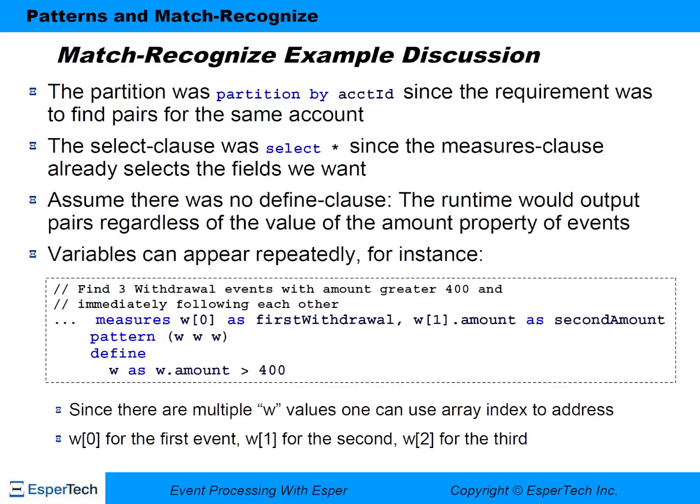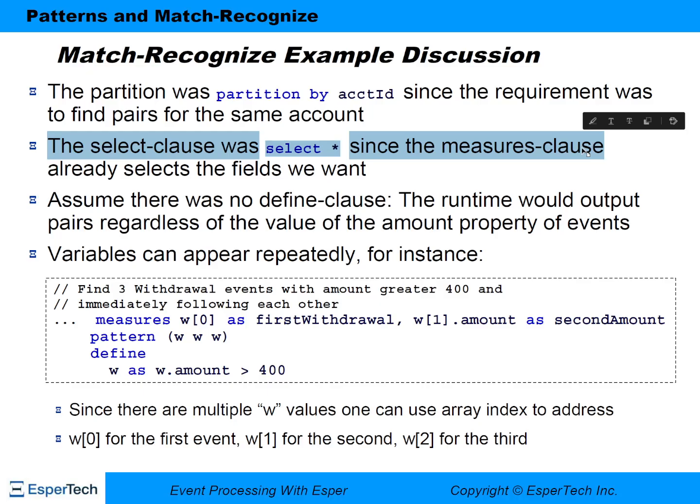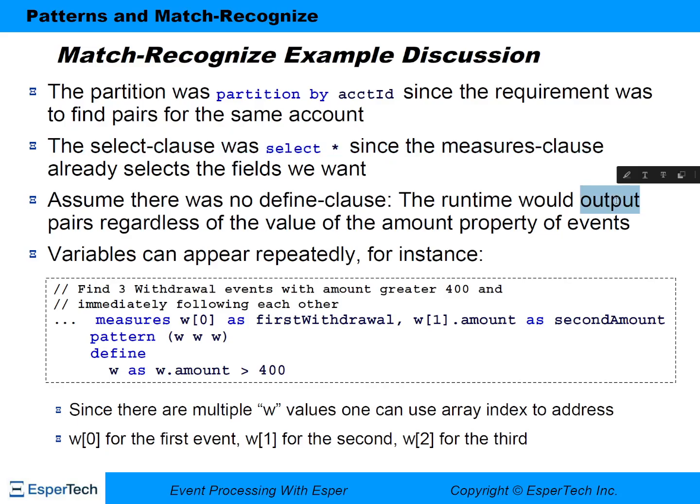We continue the discussion of the match recognize example that was presented on the previous page. The partition was partition by account ID, since the requirement was to find pairs for the same account. The select clause was select star, since the measures clause already selects the fields we want. Assume there was no define clause. The runtime would output pairs regardless of the value of the amount property of events.